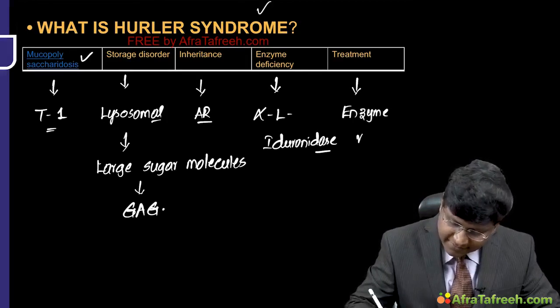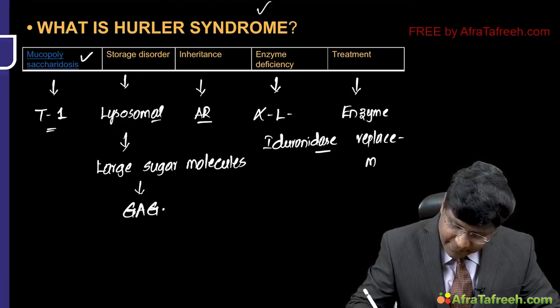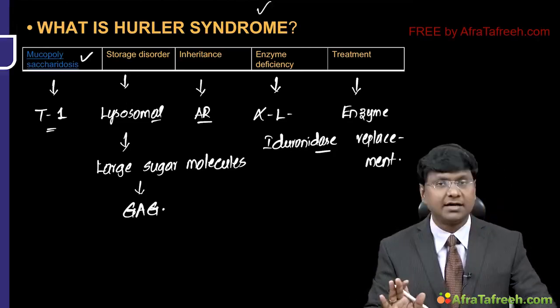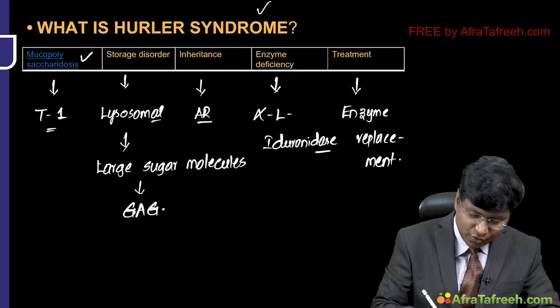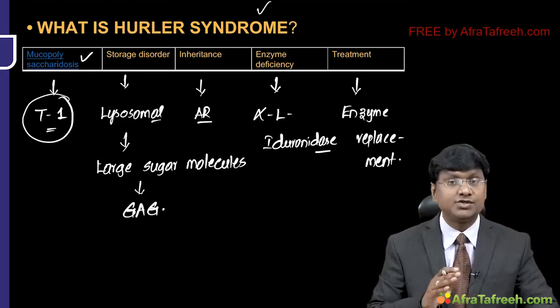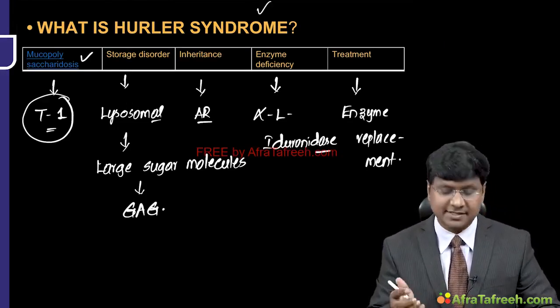So, enzyme replacement, that will be the treatment for the Hurler syndrome. It is mucopolysaccharidosis type 1. You should not get confused with the Hunter syndrome.